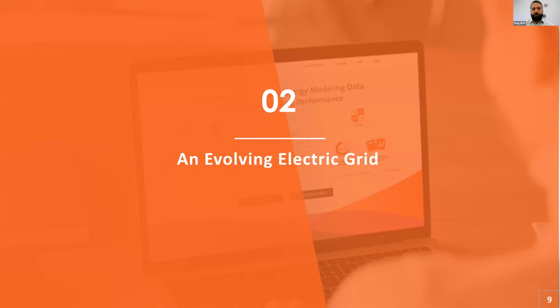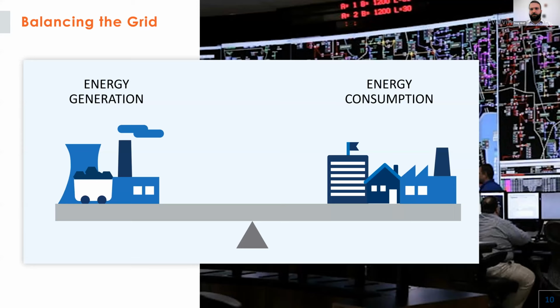So that's a quick overview of energy modeling, but I wanted to make sure that we all had a common understanding there. Let's shift gears a little bit and talk about the evolving electric grid. Our energy problems today are a bit different than they were maybe even just 10 years ago. It's not a simple solution of just reducing energy use. It's more nuanced than that. So let's talk a little bit more about that.